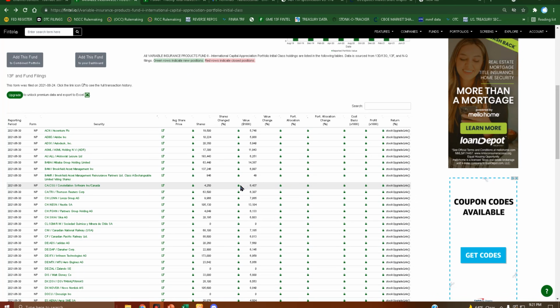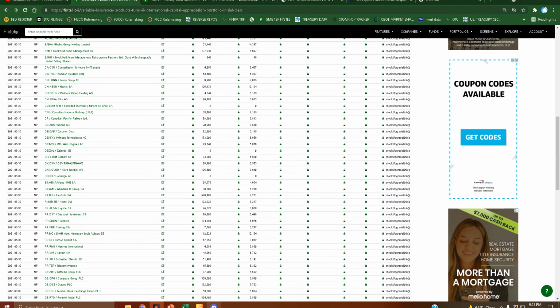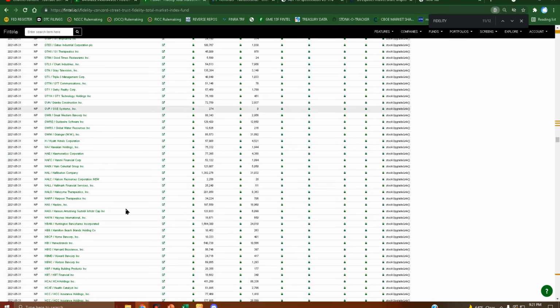Okay, so what I'm doing is I'm building a mind map. I'm following 13Fs and N-port filings, and I'm connecting the dots between these money market funds, ETFs, and GameStop, and AMC too, if applicable. Now, what I've done so far is I look in Fidelity.